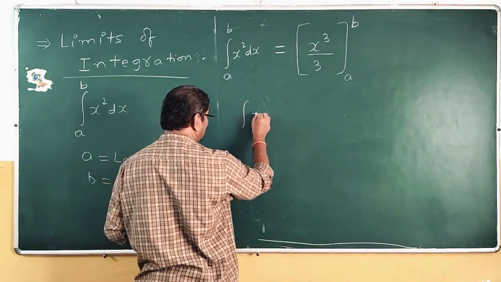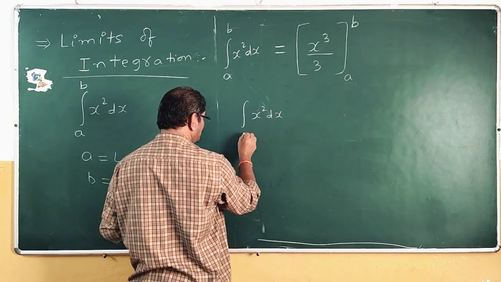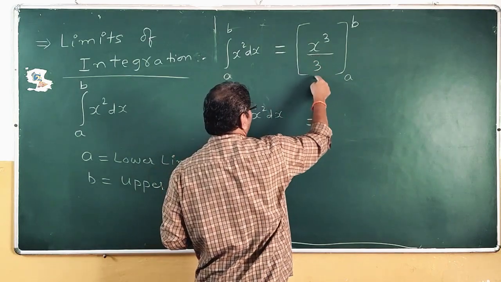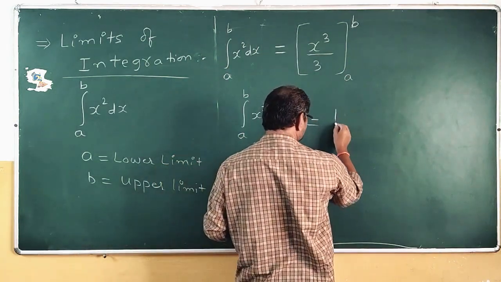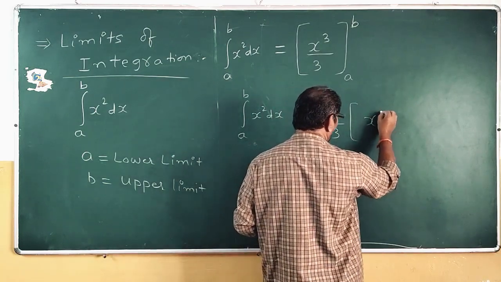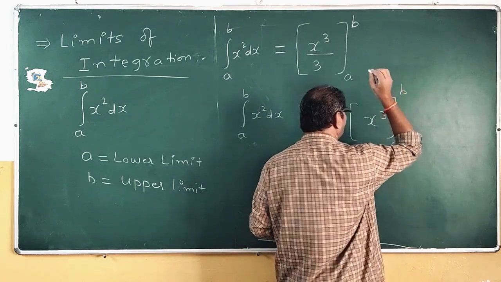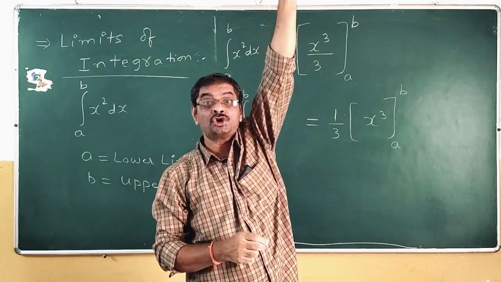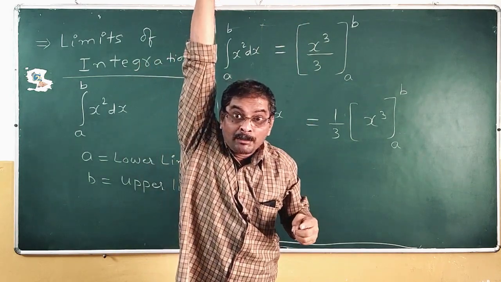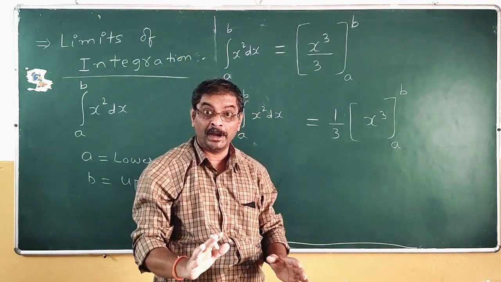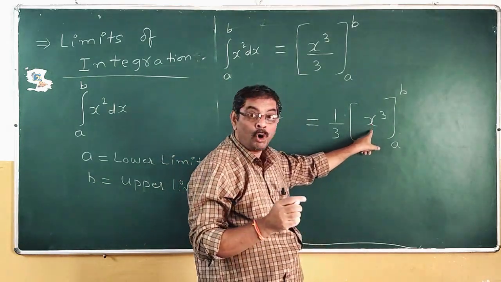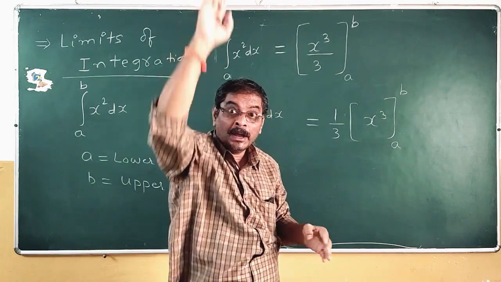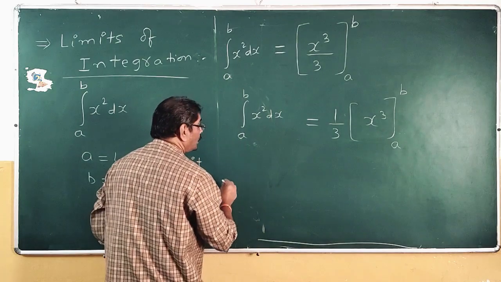Now this can be further written: the integral of x square dx from a to b will be numerically equal to, whatever constant you got, take the constant outside. So the constant will be outside, and in the bracket we have x cube from the lower limit a to the upper limit b. Now in the place of x we substitute the upper limit minus the lower limit. So remember, wherever you have x, in the place of x we substitute the upper limit minus the lower limit.